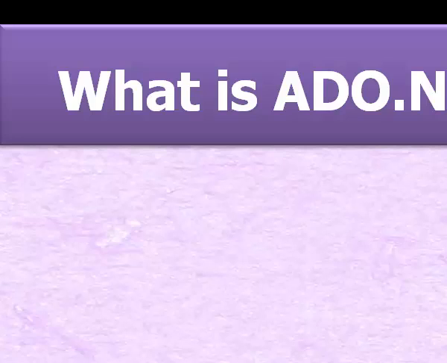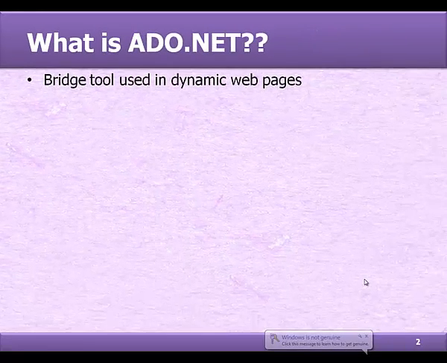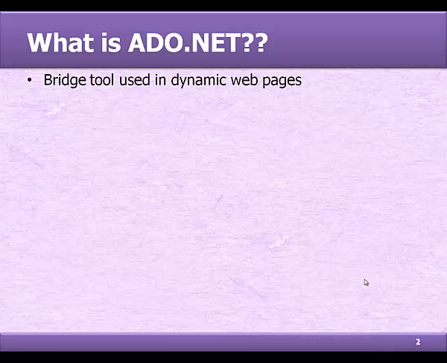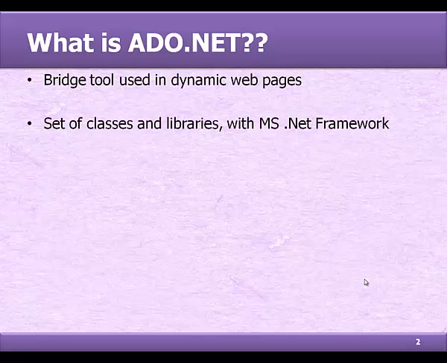Before we start, we'll see what ADO.NET is and how it can be used in connecting to the databases. ADO.NET is a bridging tool that helps us to create dynamic pages and allows us to read and write data into the database from the front end. The front end can be anything. It can be a web page or it can be a Windows form.